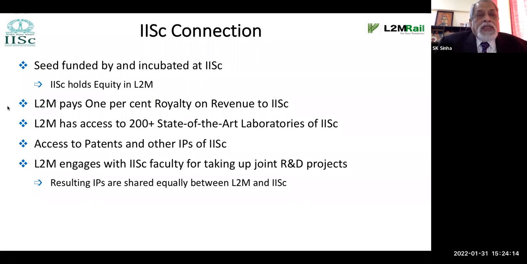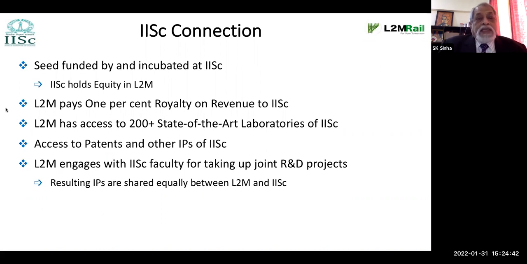The new, extra thing that we do is we have agreed to pay 1% royalty on our revenue. For every 100 rupees that we get, we pay 1 rupee to IIC. But as against that, we have been given access to all their laboratories. We have access to all the patents which we can use, and we can engage with IIC faculty on a priority basis for joint projects.